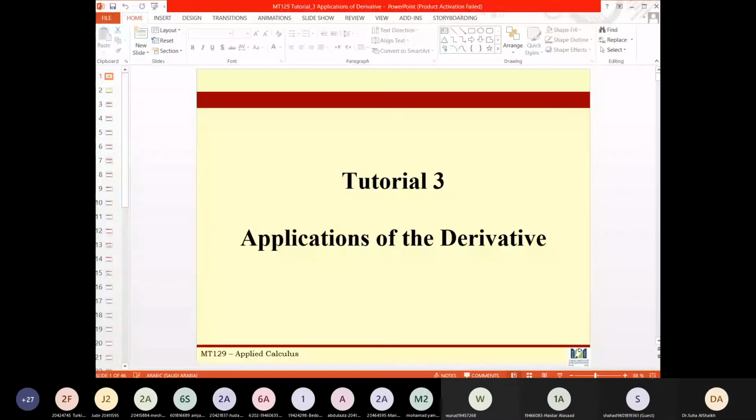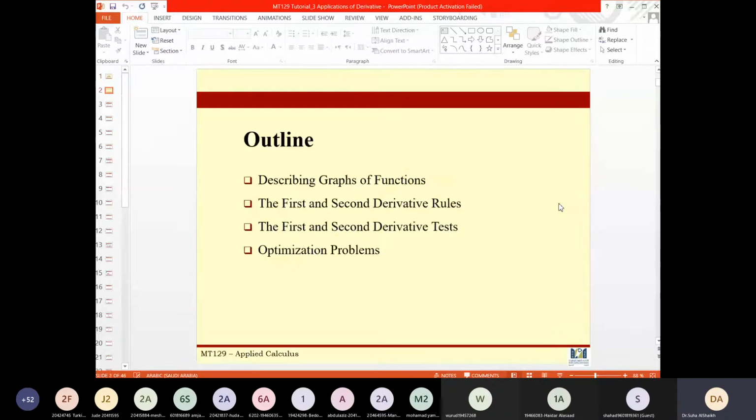So, in today's class, we are covering tutorial 3, application of the derivative. In tutorial 2, we talked about the derivative, how to find the derivative, and what the derivative means. Today, we will talk about the application of this derivative, how to apply the derivative in mathematical problems. So we are going to talk about those points.